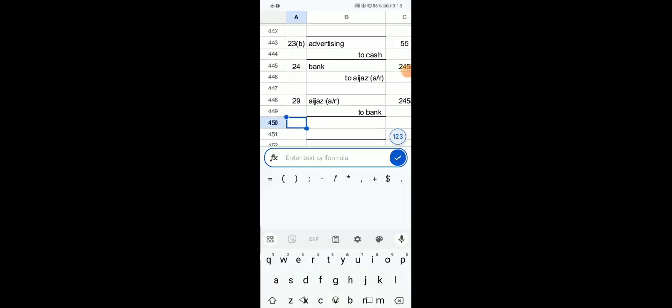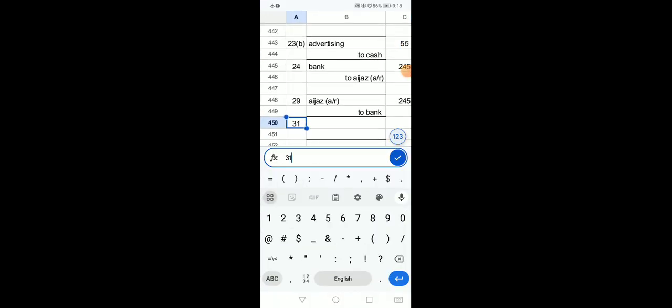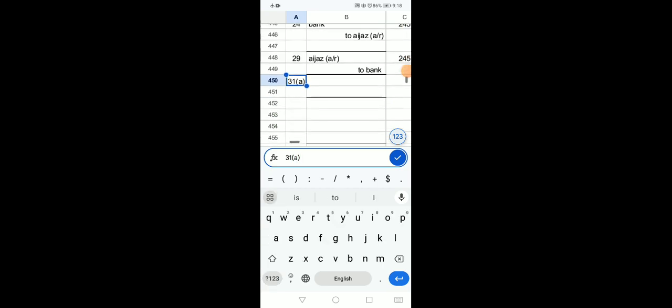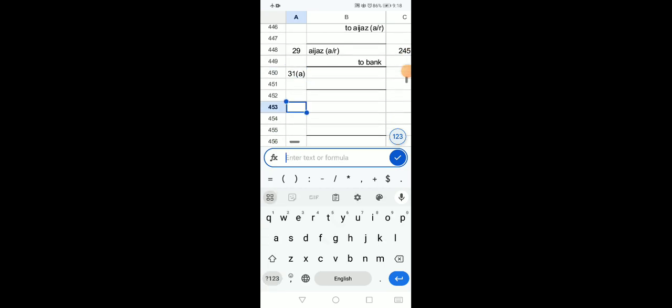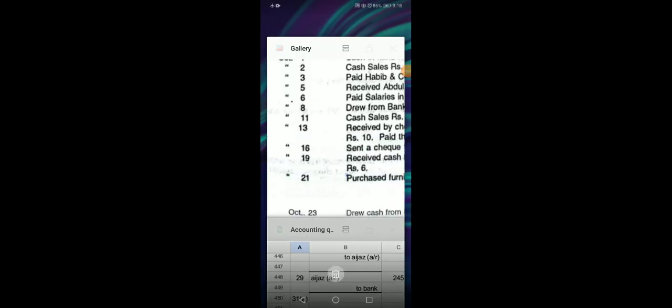Now the next entry is 31, and there are two 31st entries. So what you are going to do, you may write 31A over here, and we can write 31B at the same time, because 31 is having two parts. 31A says: paid office cash into the bank. You can understand that it's simple English. Paid cash into the bank.